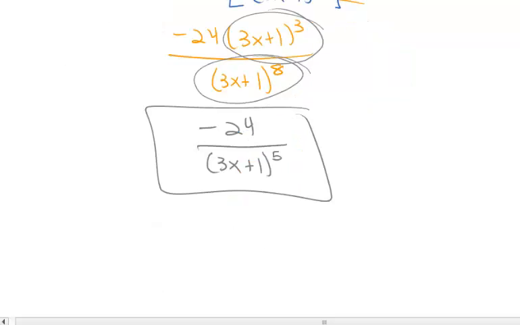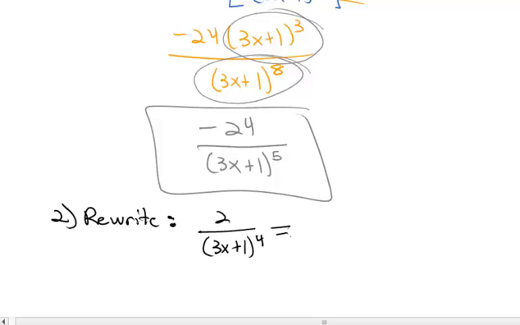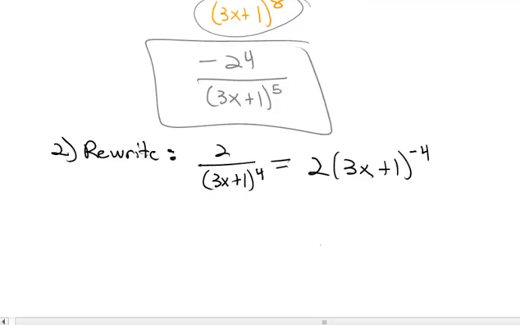But what if we had seen this problem another way? What if we rewrite the problem? The problem was 2 over 3x plus 1 to the 4th power. And what if you had noticed that, gee, that stuff to the 4th power in the denominator, we can pull it to the top if we make the exponent negative. You have 2 times 3x plus 1 to the negative 4th power. And now we can solve this with a real simple, quick chain rule.